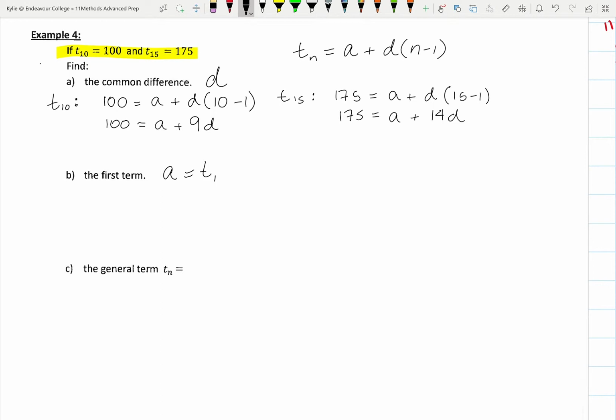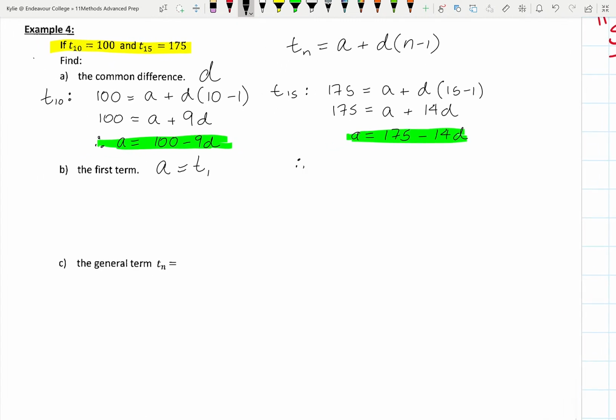I'm going to make A the subject of each of these equations. So therefore A equals 100 minus 9D, and A equals 175 minus 14D. From there, because these are both equal to A, we can set them equal to each other. So we can conclude, therefore, 100 minus 9D equals 175 minus 14D.